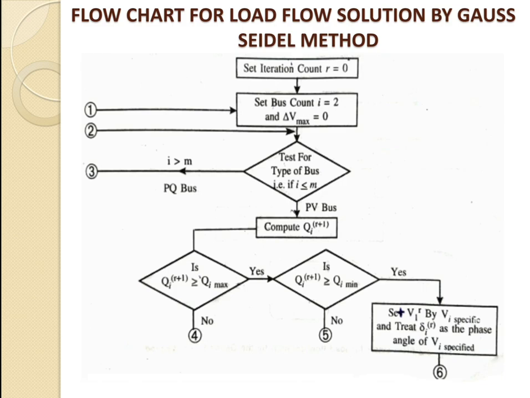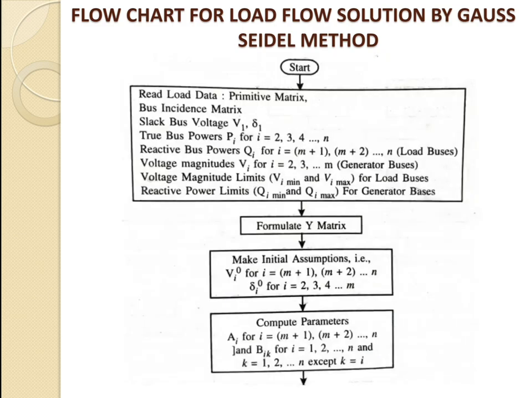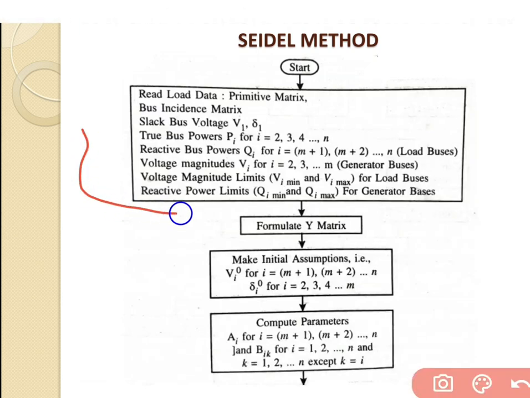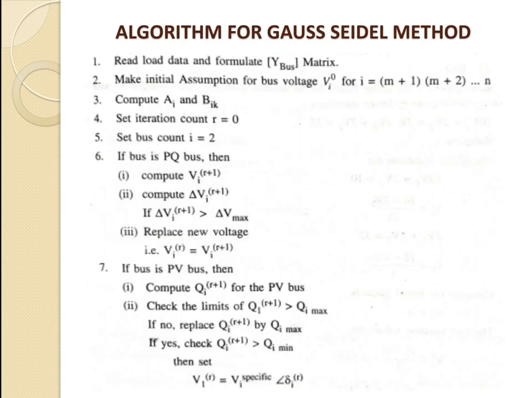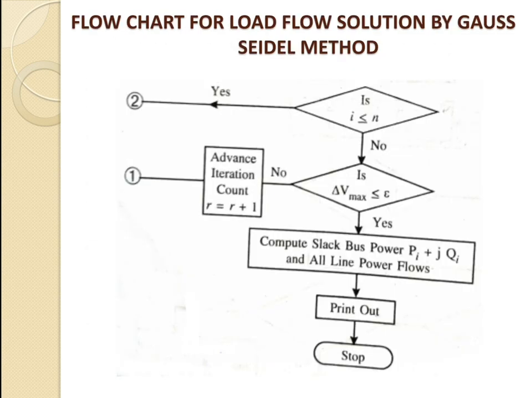So based on that we will formulate the Y bus. After that, based on algorithm step number 2, we will make the initial assumptions: Vi0 for i equal to m plus 1, m plus 2 up to n, and delta i0 for i equal to 2 to m. Then we go for step number 3, that is, compute Ai and Bik.